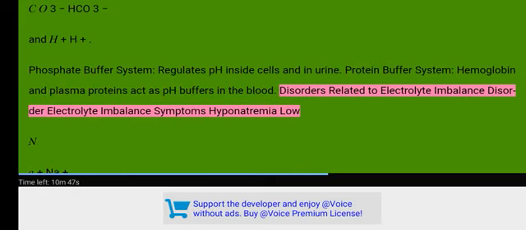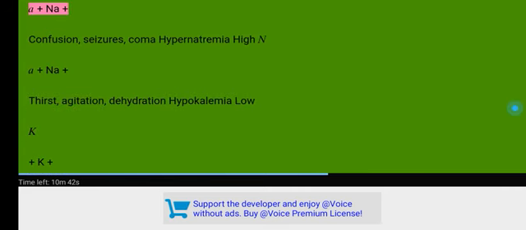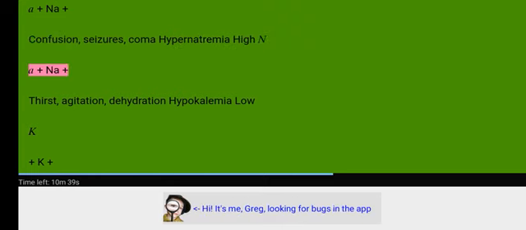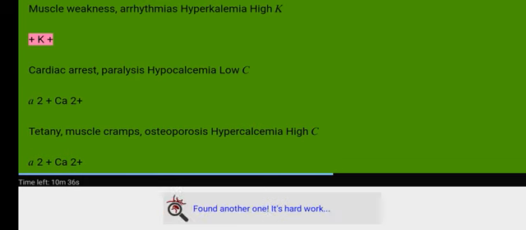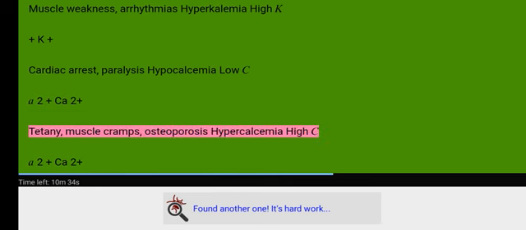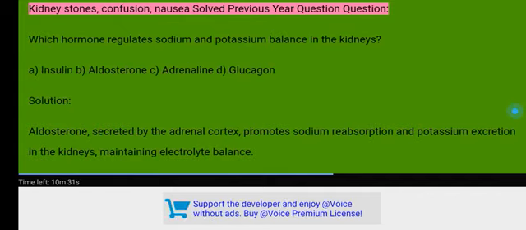Disorders related to electrolyte imbalance. Disorder and symptoms: hyponatremia, low Na+: confusion, seizures, coma. Hypernatremia, high Na+: thirst, agitation, dehydration. Hypokalemia, low K+: muscle weakness, arrhythmias. Hyperkalemia, high K+: cardiac arrest, paralysis. Hypocalcemia, low Ca2+: tetany, muscle cramps, osteoporosis. Hypercalcemia, high Ca2+: kidney stones, confusion, nausea.